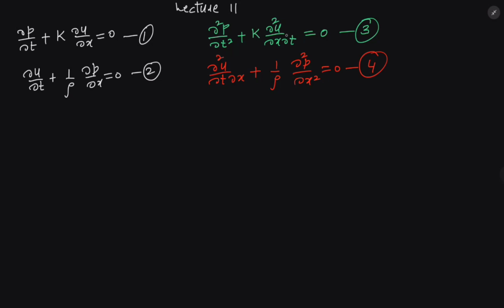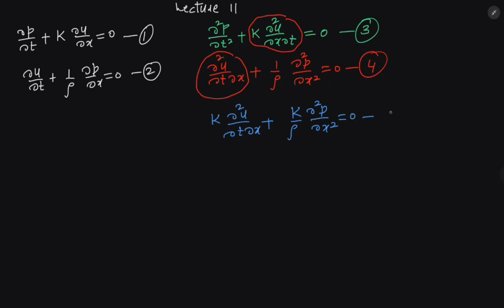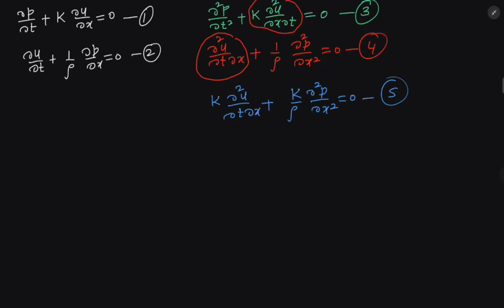Then we have to eliminate the mixed derivative term, the second term of equation number 3 and the first term of equation number 4. So we multiply equation 4 by k: k partial square u by partial t partial x plus k over rho partial square p by partial x square is equal to 0. This is equation number 5.